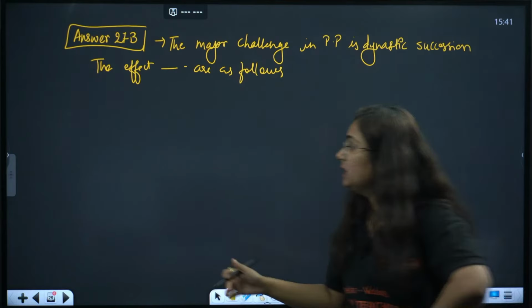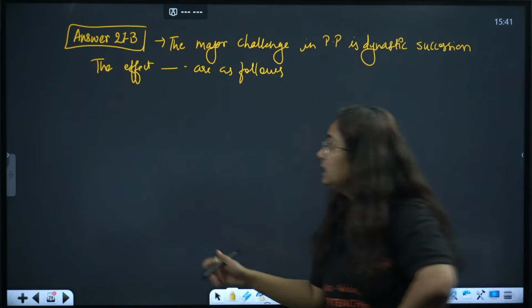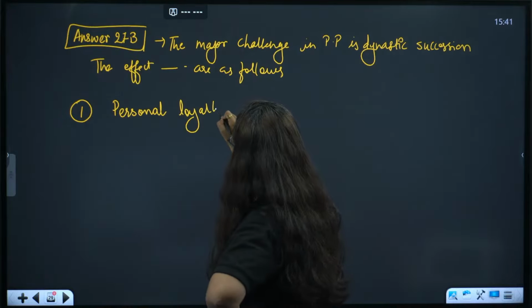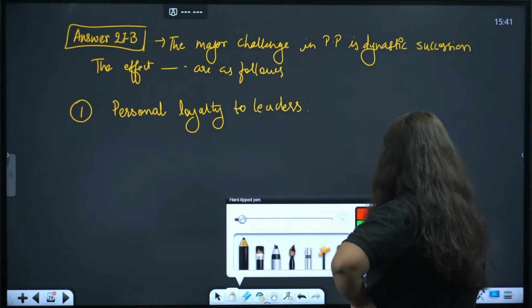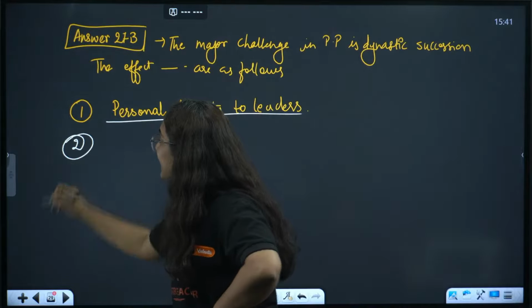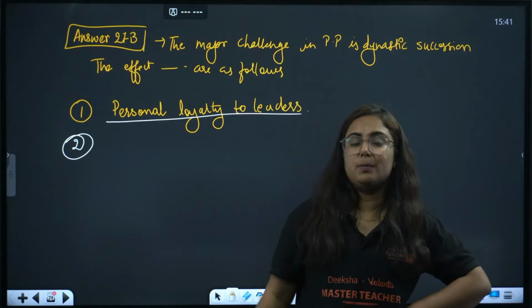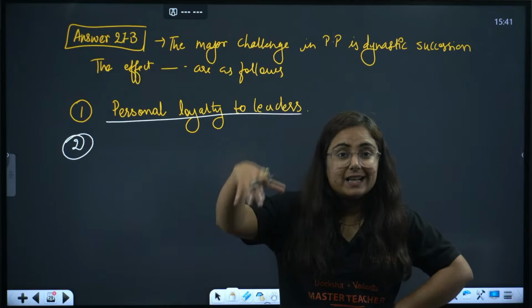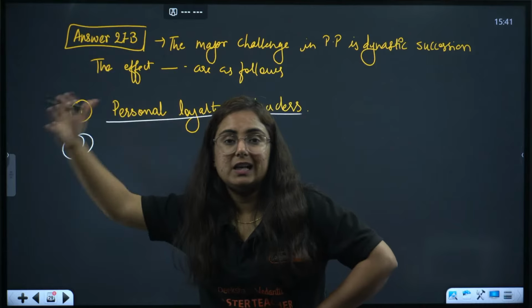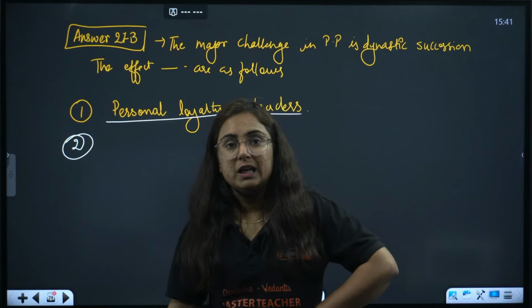We know that the first and the most important thing is personal loyalty. Why is dynastic succession going on? Because there are some people who are showing personal loyalty to the leaders. They are not challenging the leaders. If I talk about a political party, pay attention. There are several good leaders in the political party. Still, the leader is someone from the family, who is just transferring their role and their position to their son.